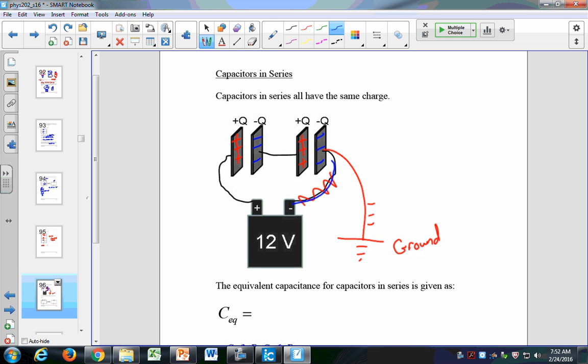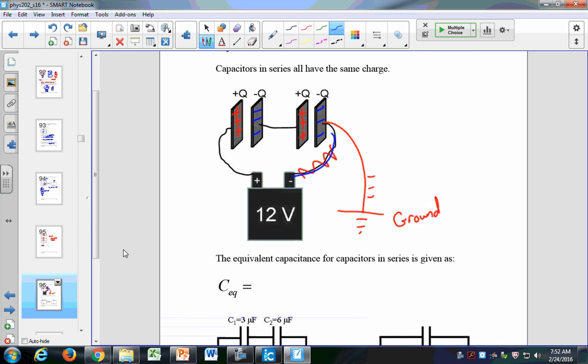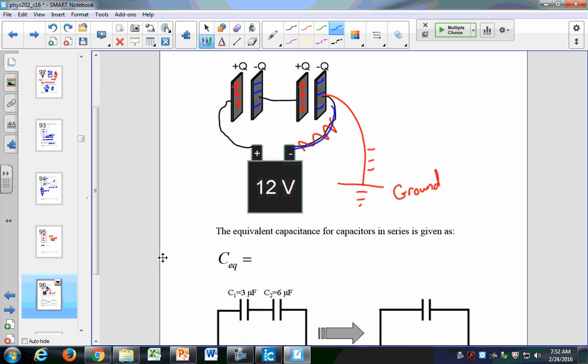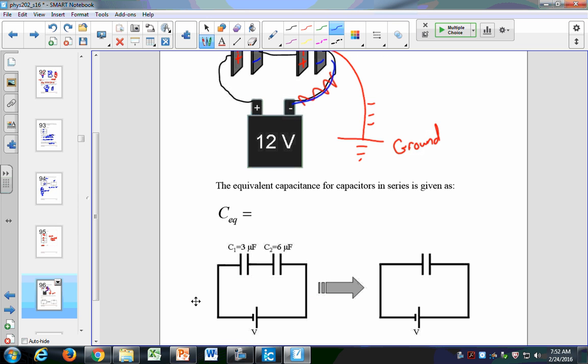But I'm going to get equal and opposite charges on each of the plates. Now when I'm talking about the charge on a capacitor, I'm really talking about the charge on one of the plates. When we calculate that Q equals CV, I'll get a positive charge on one plate and a negative charge on another plate. But they're both going to have the same magnitude. We don't usually distinguish between that. The equivalent capacitance, I gave this to you before, is 1 over C1 plus 1 over C2 plus 1 over C3 plus however many capacitors I have.